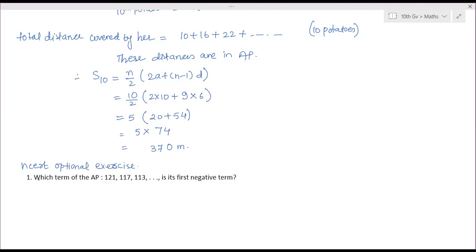Whatever the n values are there, all those terms are negative. So the very next term, 32, will be the first negative term. After that, every term is negative: 33, 34, 35, every term is negative. They are asking for the first negative term, so that means it should be the 32nd term. Okay, ma'am, got it.